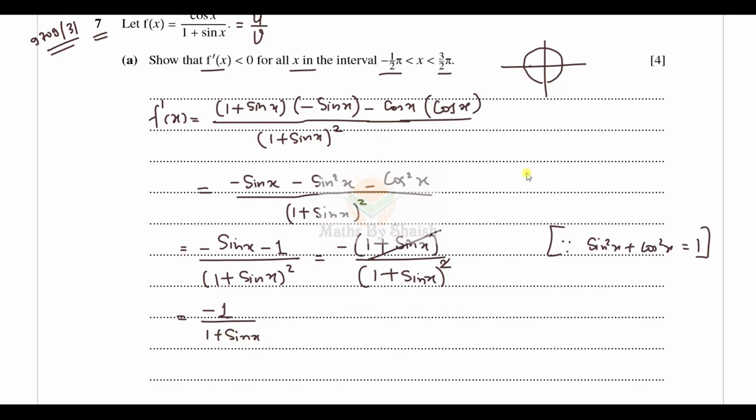Here, since sin x cannot be minus 1, we can say that 1 plus sin x is always going to be greater than 0, because sin x is in between minus 1 to 1, and if you are adding 1 then it is automatically greater than 0, since it is not including minus 1, otherwise it would have been 0. So it means f'(x) is less than 0. That's the question. I hope it is okay. Let's do the B part of it.